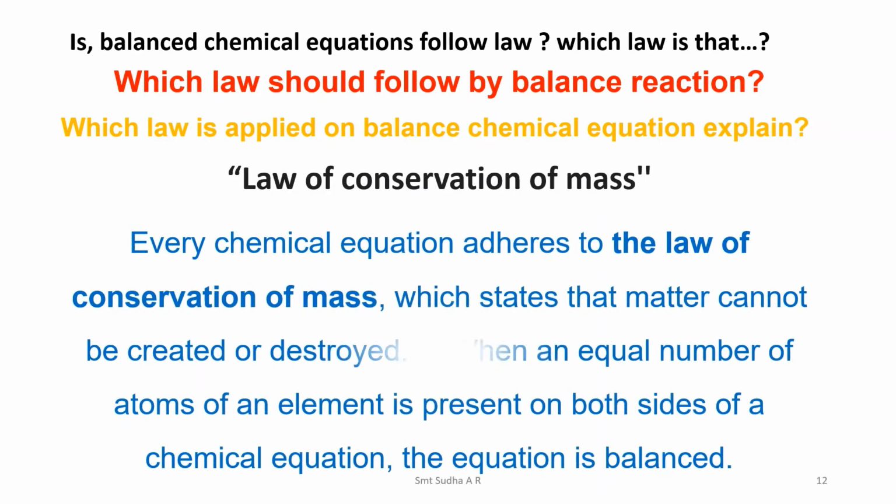So what does this law of conservation of mass tell us? Just like the law of conservation of energy, here is the definition for the law of conservation of mass. Every chemical equation adheres to the law of conservation of mass, which states that matter cannot be created nor destroyed when an equal number of atoms of elements is present on both sides of the chemical equation. The chemical equation is balanced.